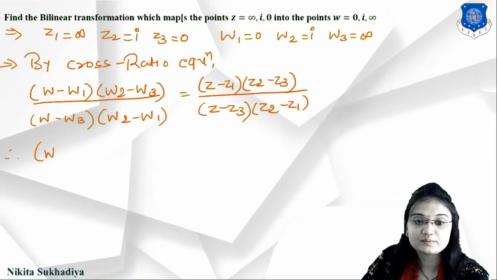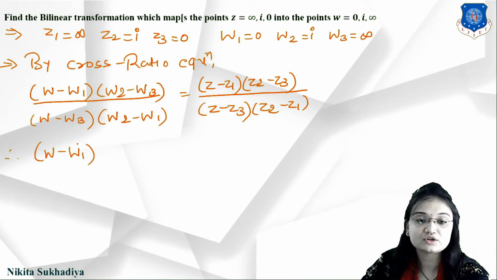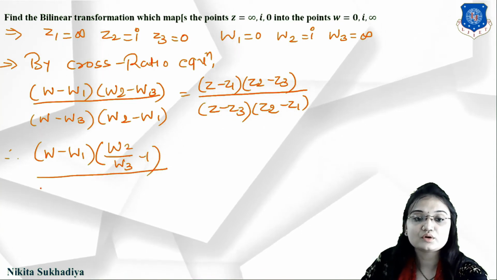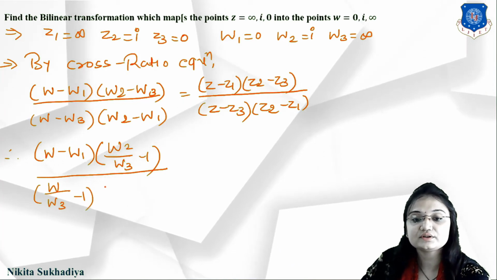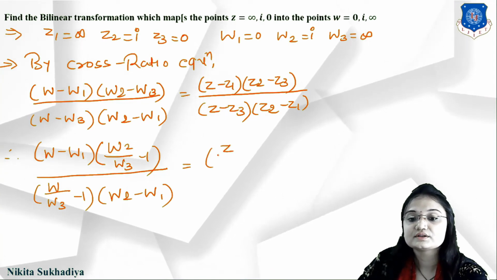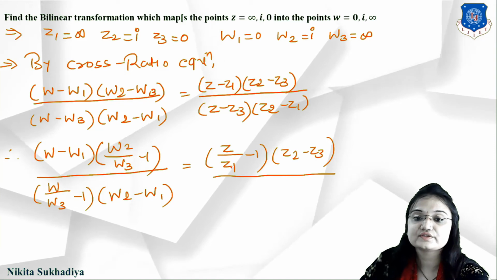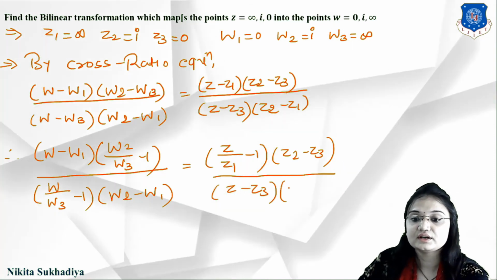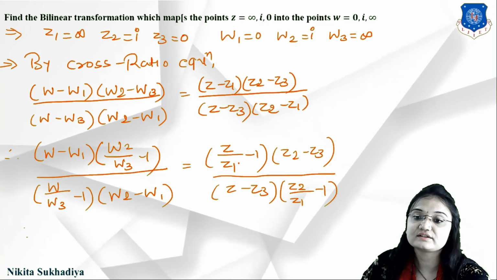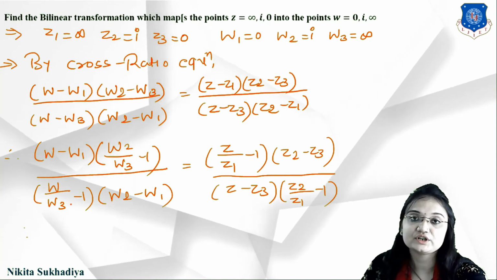So here we have w minus w1, and by taking w3 in the denominator, w2 upon w3 minus 1, upon w upon w3 minus 1 into w2 minus w1. Here also by taking z1 in the denominator, this will become z upon z1 minus 1 into z2 minus z3, upon z minus z3 into z2 upon z1 minus 1. Now by taking w3 and z1 in the denominator, both are infinite, so these terms will become 0, because 1 upon infinity is 0.